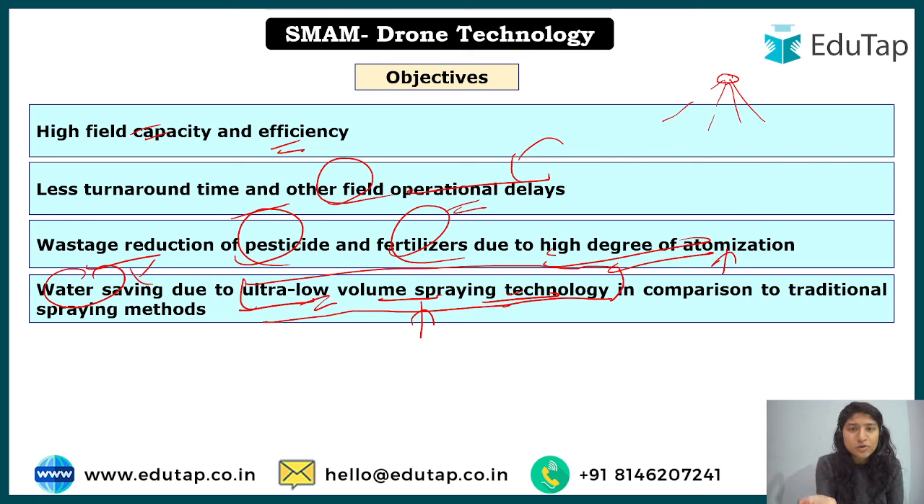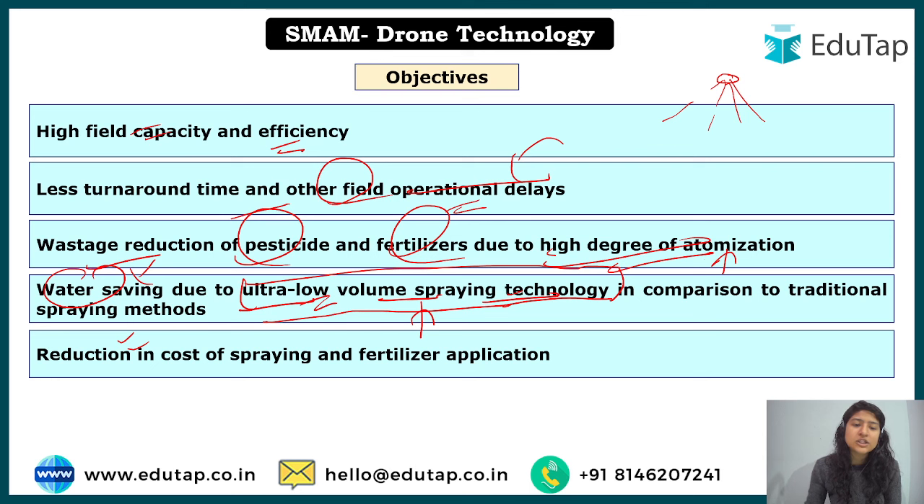We need not go deep into the technicality of this, because it will not be asked in the examination. But from the examination point of view, you can understand it this way: because we are using machines, there will be less wastage of water, pesticides, and fertilizers. Okay, this is what you need to remember from the examination point of view, in comparison to traditional spraying methods, where we use a lot of water to mix these fertilizers and then spray in the field. Next is reduction in cost of spraying and fertilizer application, for the same reason.